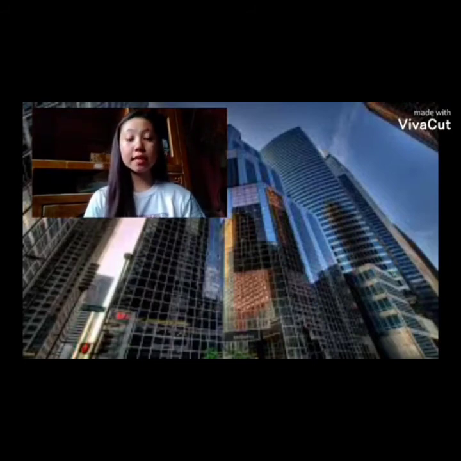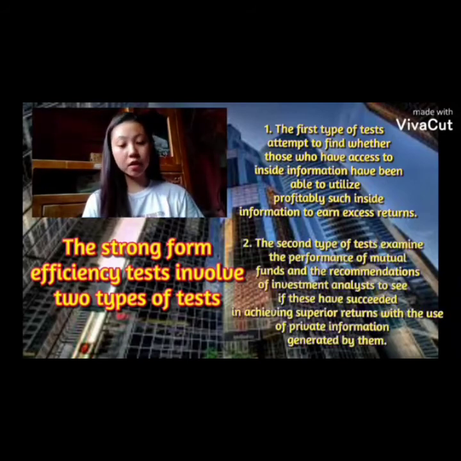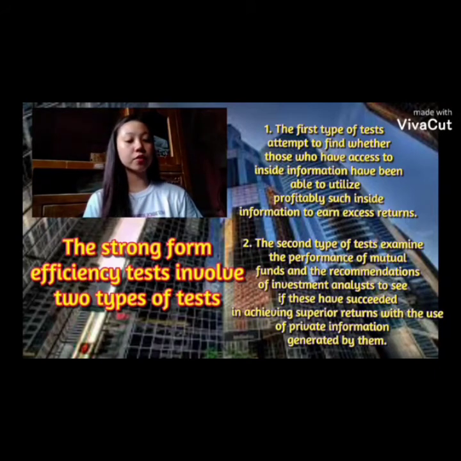So, the strong form efficiency tests involve two types of tests. Number one, the first type of test, is the attempt to find whether those who have access to inside information have been able to utilize such inside information to earn excess return. And the second type of test is to examine the performance of mutual funds and the recommendations of investment analysts to see if these have succeeded in achieving superior returns with the use of private information generated by them.